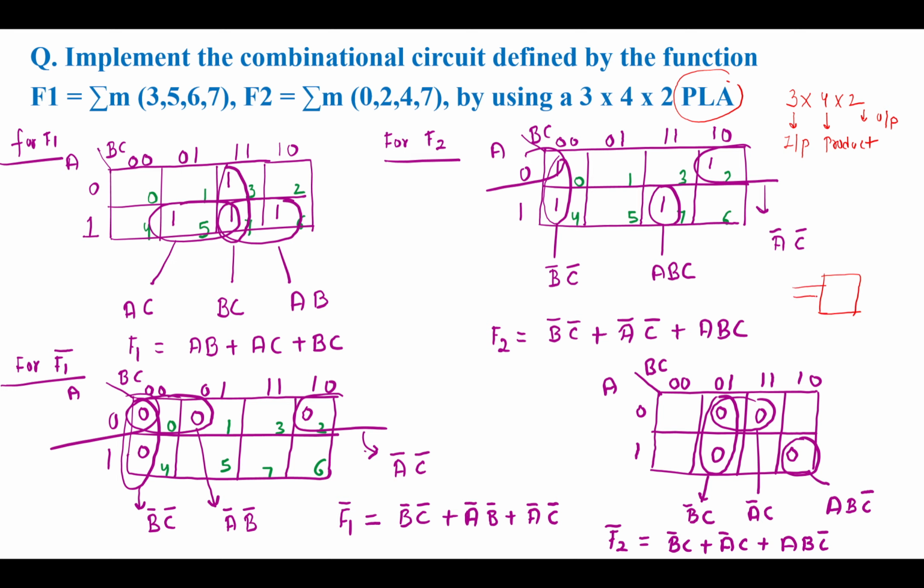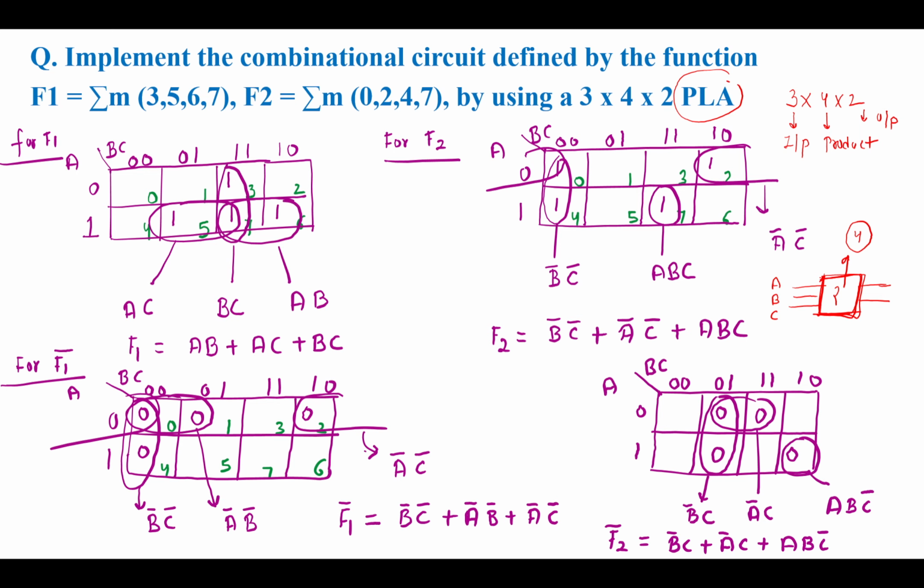In this PLA we have taken 3 inputs A, B, C. There may be some logical circuit inside this block. We do not know what this circuit is, and this block provides you 4 product terms, and you get the 2 outputs, maybe F1 and F2. So what is inside this black box?